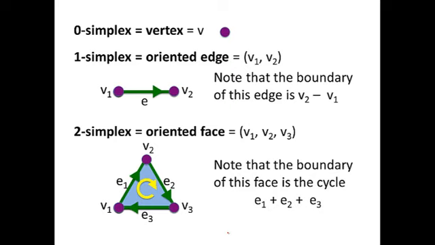Note that the boundary of the two-dimensional face is a one-dimensional cycle. We also have that the boundary of a one-dimensional edge is a zero-dimensional object. It's the difference between two zero-dimensional vertices. So when I take the boundary of an object, I go down by one dimension. So the boundary of this two-dimensional face is a one-dimensional cycle. The boundary of a one-dimensional edge is the difference between two zero-dimensional vertices. A zero-dimensional vertex does not have any boundary.